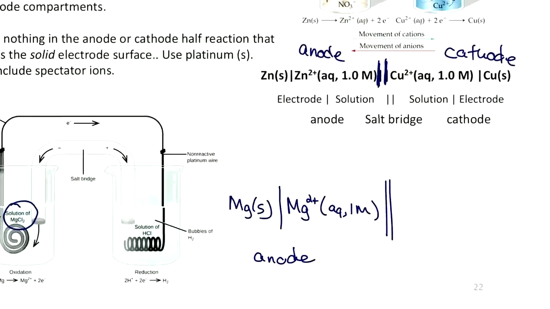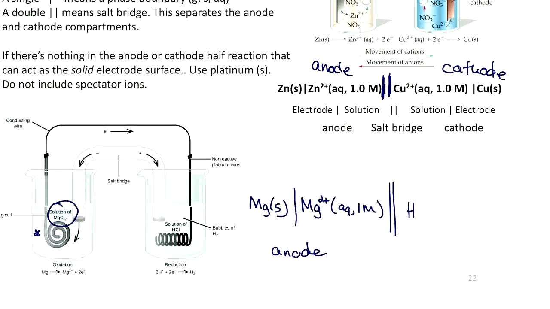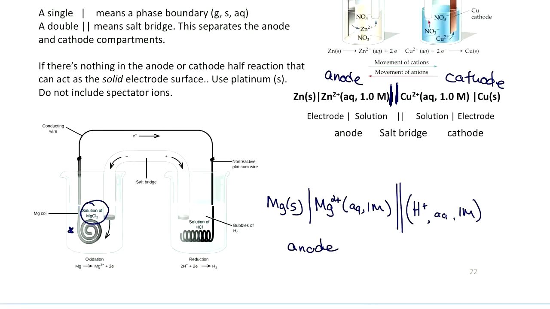And now we describe everything that's in the cathode compartment. So this is in a solution of HCl. So this is H plus aqueous. And let's just say it's 1 molarity because we're at standard conditions. So pH 0. But what is acting as our electrode here? Platinum, yeah. So instead of like magnesium or zinc or copper acting as our electrode here, you can see that that little piece of metal here is actually a non-reactive platinum wire. So in this case, it's platinum, solid.